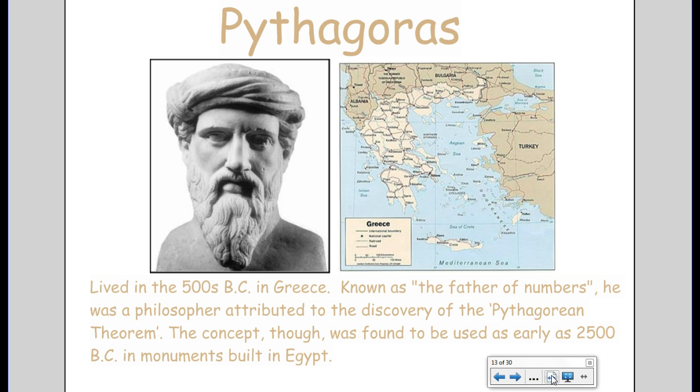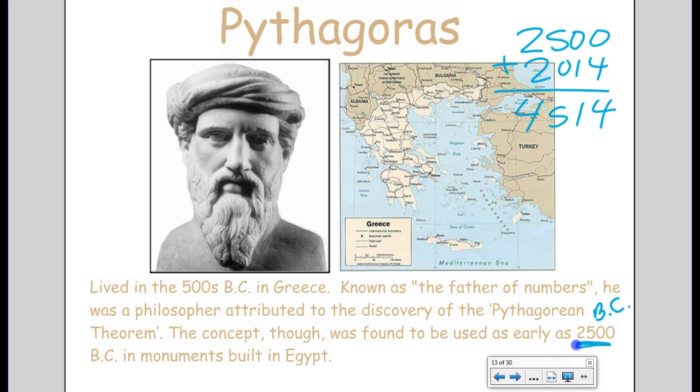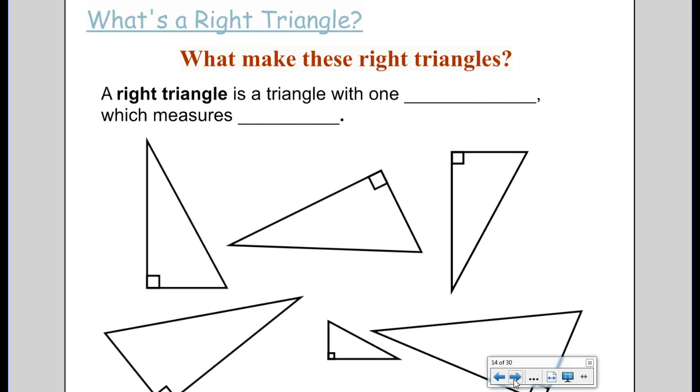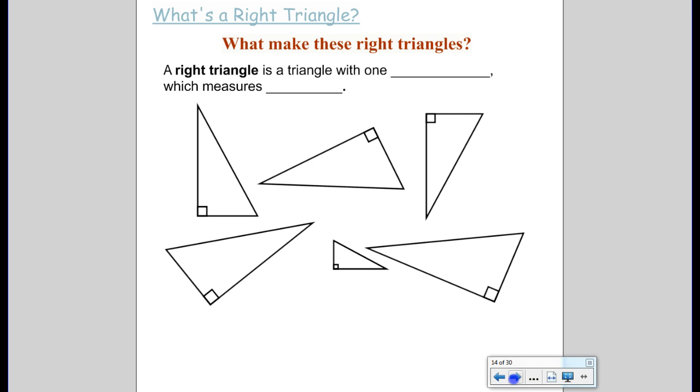If they figured it out in 2500 BC, then how long has it been around? 2,500 years before Christ. 2500 plus, what year are we in? 2027. So how long has it been around? 4,514 years. That's a long time for a theorem to be around. So it is tried and true. That means that it works, and it always works, and we use it a lot.